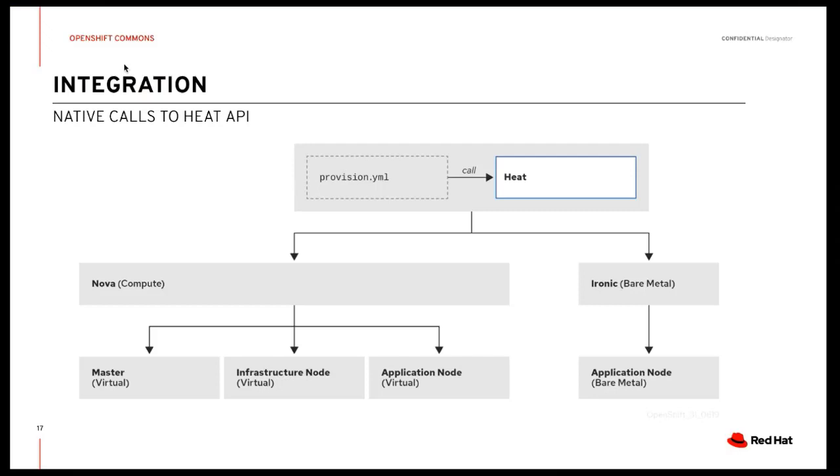So Heat will deploy the compute nodes, so your virtual machines for your master, infrastructure, and application nodes. You can also use Heat to deploy, say you wanted to run your application nodes on bare metal, the OpenStack Ironic service can manage a pool of bare metal servers, and you can use Heat to deploy to those as well. That is not in the reference architecture. However, we do have customers doing it.